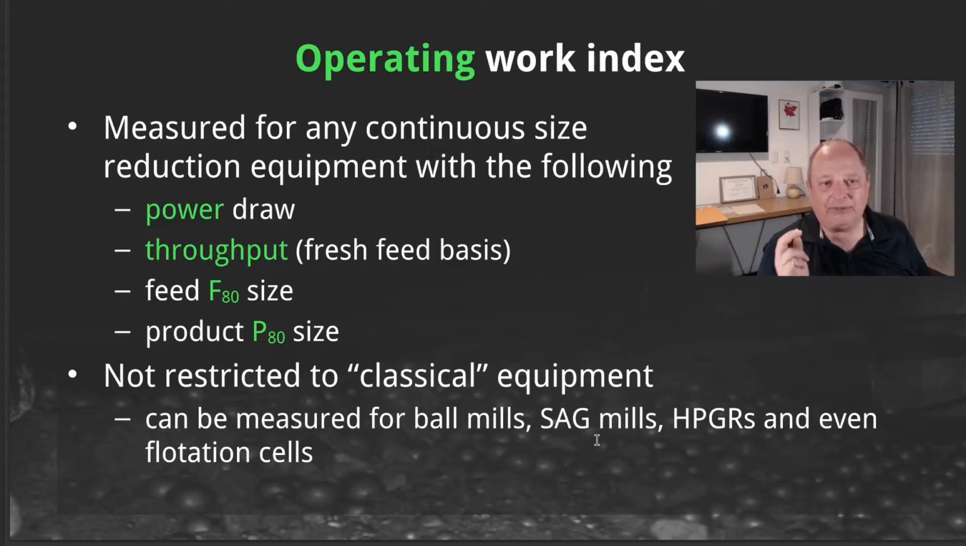You need a feed size and you need a product size measured as the 80% passing in the feed and product. Operating work index is not restricted to classical grinding equipment. You can measure it for ball mills, you can measure it for SAG mills, you can measure it for an HPGR, you can even measure an operating work index for a flotation cell, right? You have power draw, you have throughput, you'll have a change in size between the feed and the concentrate of a float cell. You can measure this. What you do with that, that's up to you.